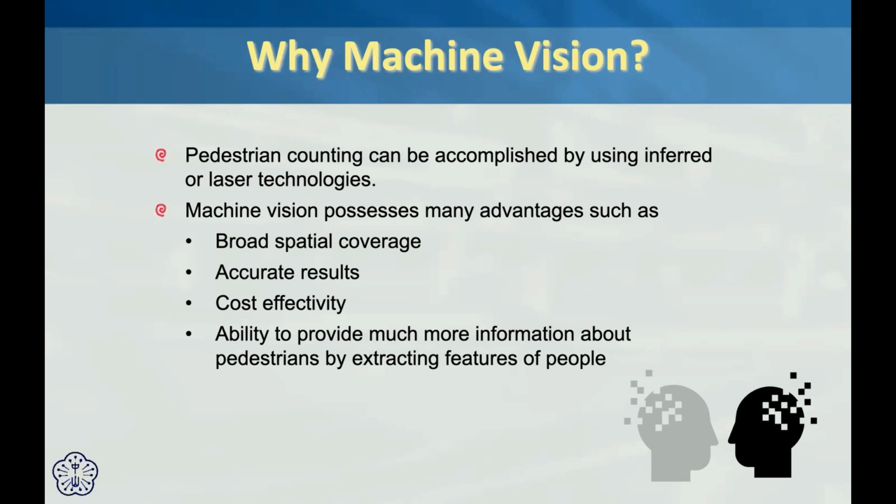Besides, machine vision has the ability to provide much more information about pedestrians by extracting features of people. For example, facial recognition can give you more information about the pedestrian, to know who he or she is and to decide whether he or she can be allowed into this specific area.